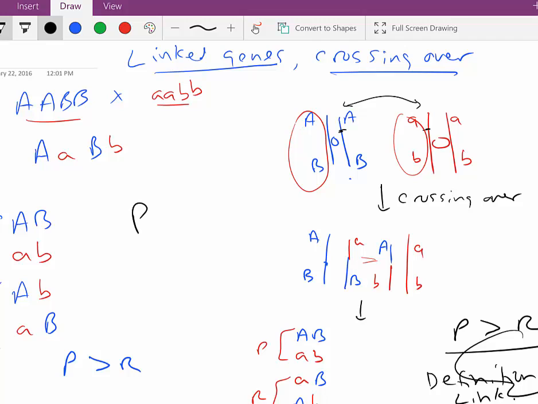So if P is greater than R, parentals greater than recombinants, genes are linked. No independent assortment.